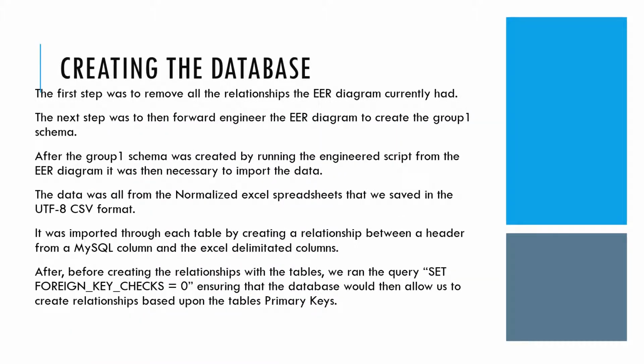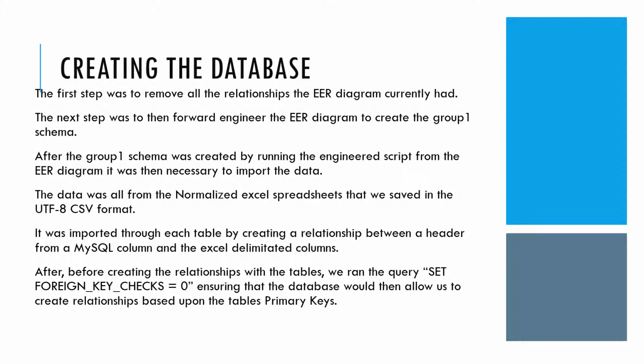So, creating the database. The first step was to remove all the relationships that the enhanced entity relationship diagram currently had. The next step was then to forward engineer the EER diagram to create the Group 1 schema. After the Group 1 schema was created by running the engineered script from the EER diagram, it was then necessary to import the data. The data was all normalized Excel spreadsheets that were created based on the tables that we showed you previously, and we had saved them in a UTF-8 CSV format.